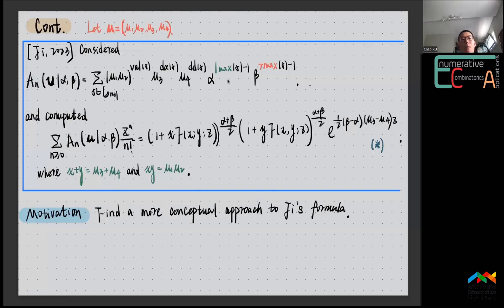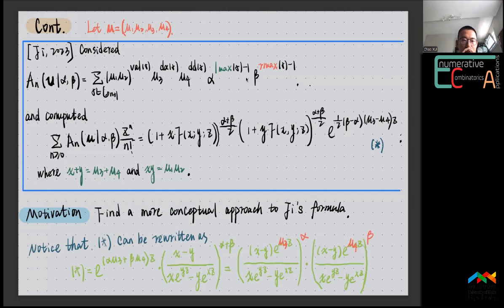So this is our motivation: to find a more conceptual approach to this formula. First, notice that this generating function can be rewritten in the following form. It can be divided into two parts. So remember this generating function.